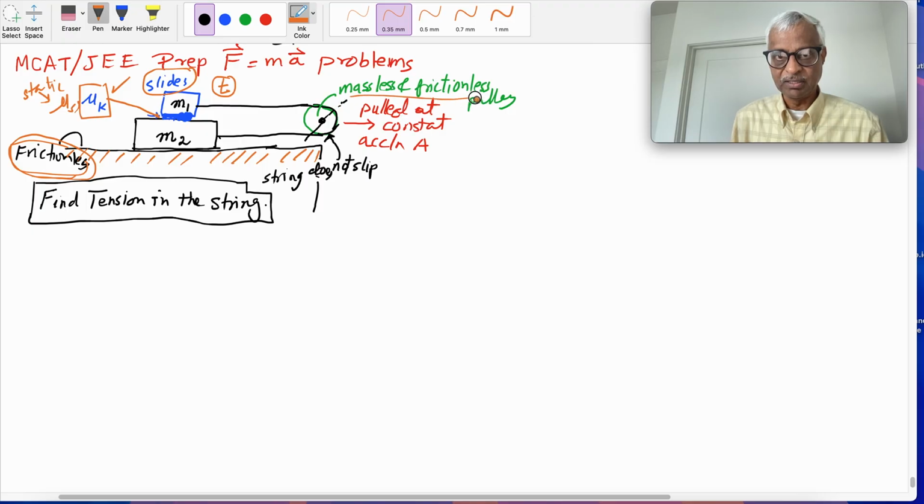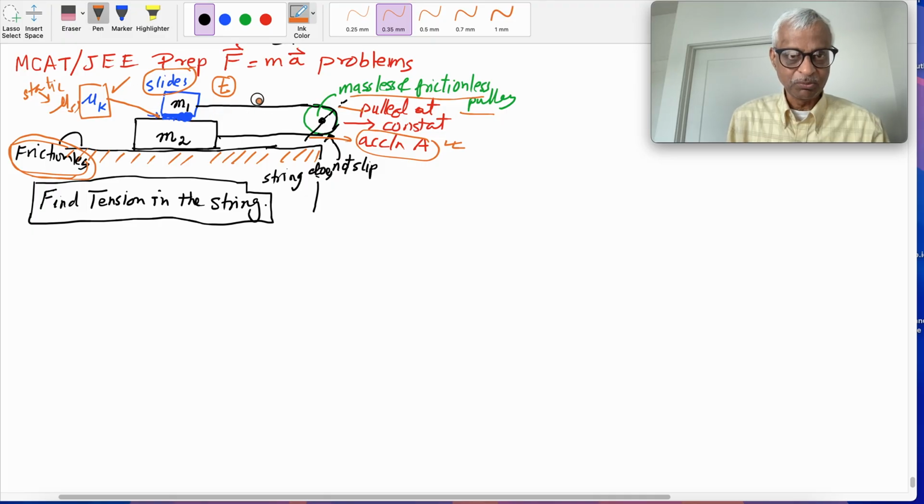So this thing is connected with a string over a pulley which can rotate, but it is a massless and frictionless pulley. And this pulley, this axle, is being pulled at a constant acceleration, not constant speed. That will be another problem, but it's going at a constant acceleration. Okay.